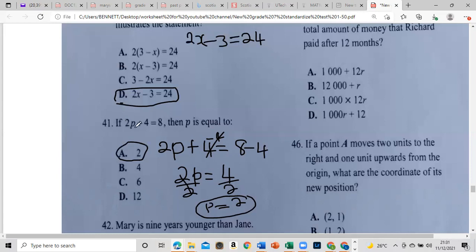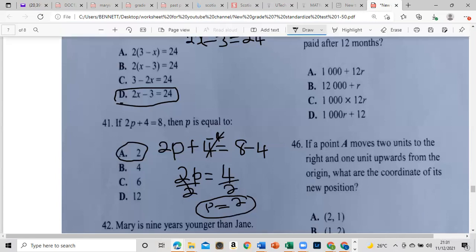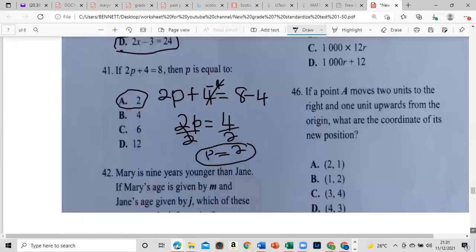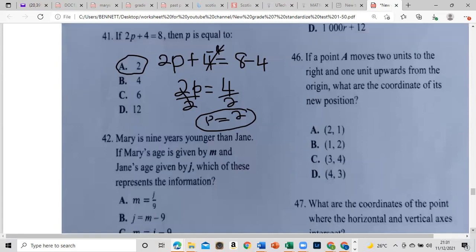2 times 2 is 4. Plus 4 is 8. So that is indeed correct. So 41 is 2.